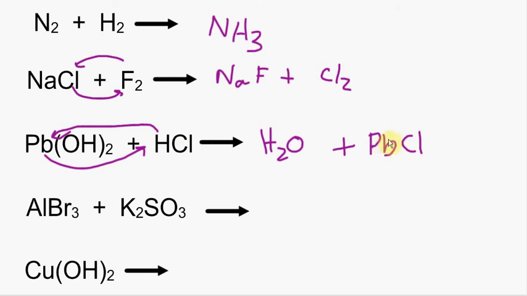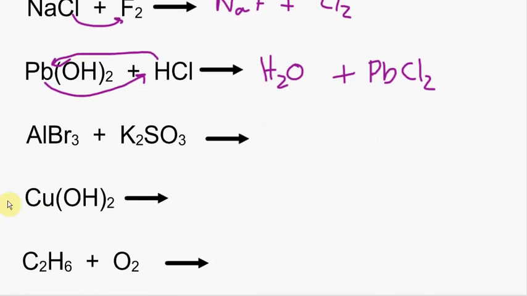And I need to figure out what charge of the lead I have. So over here I have negative 1 hydroxide. There's 2 of them, so the total charge on the hydroxides is a -2. So this lead must be a +2 to balance that off. So this is lead(II) chloride, +2. Chlorine is a -1 charge. Crisscross, PbCl2 is the proper formula for that.